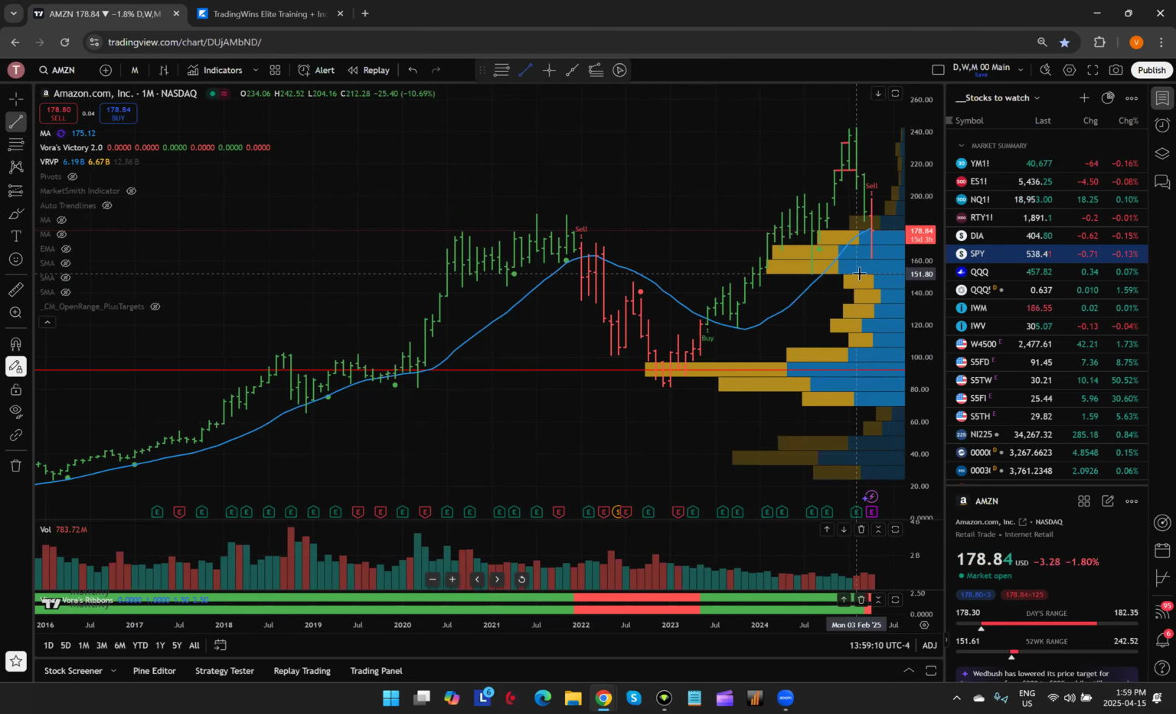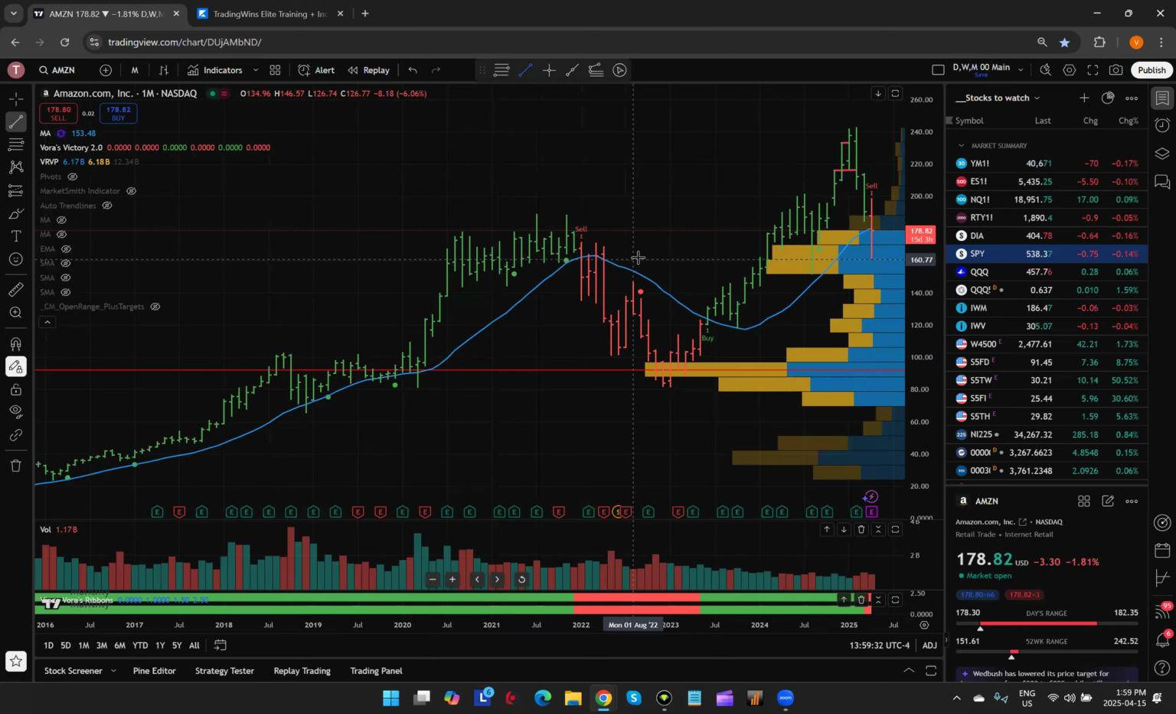There's support down to about 150. Below 150, from 150 to 100, there is nothing. That right there is a great opportunity that I would hope everyone is setting alerts at. If you see Amazon below 150, the likelihood it goes to 100 is pretty good.